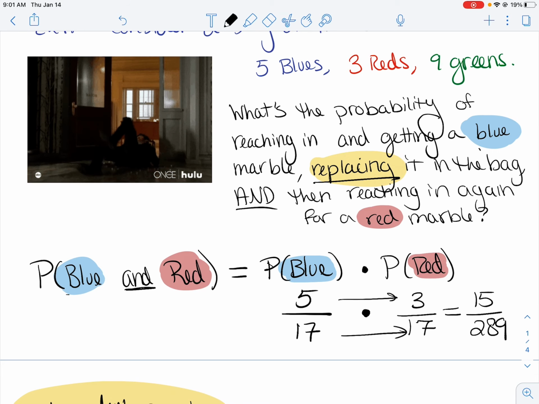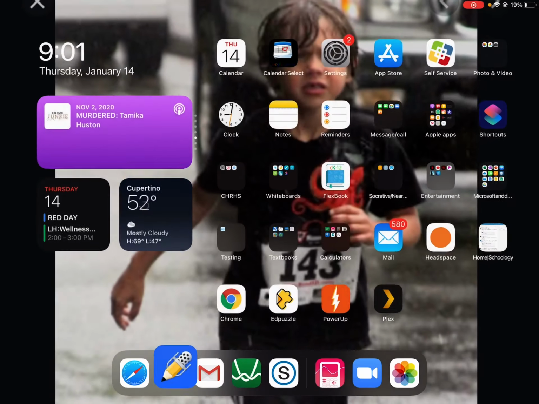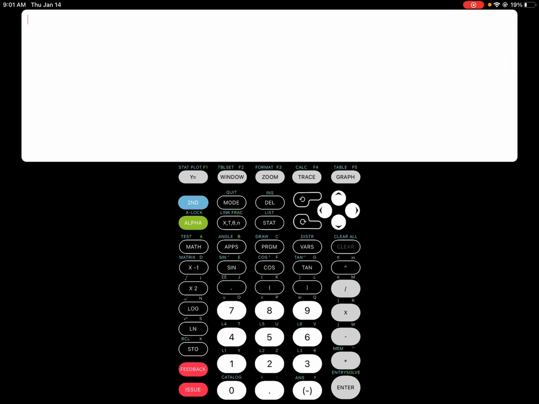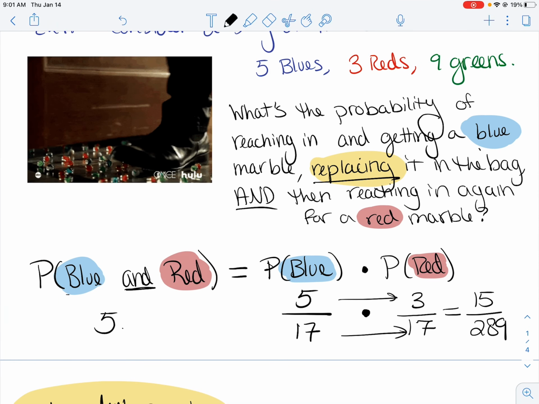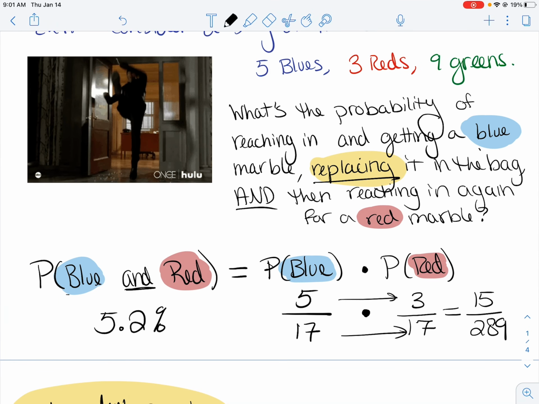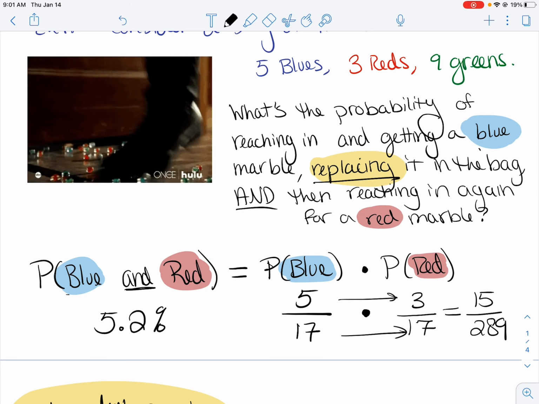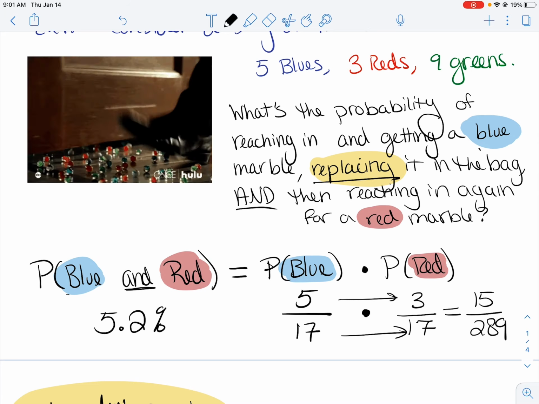And then to get the percentage, we're going to take that 15 divided by 289, and we get 0.0519. So if I move the decimal point 2 places, or multiply by 100, I get 5.19 or 5.2%. All right. So the total here is 5.2%. So not a great chance of getting a blue marble first and then getting a red marble.